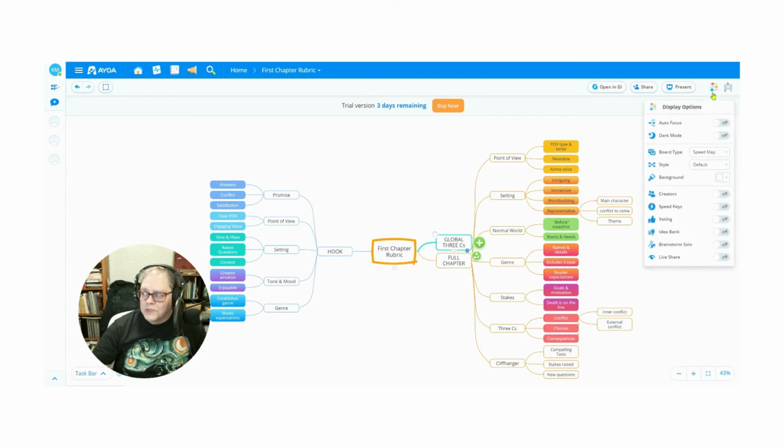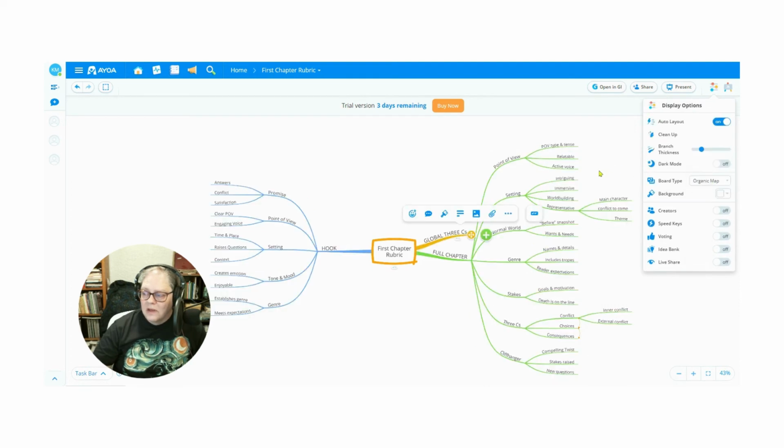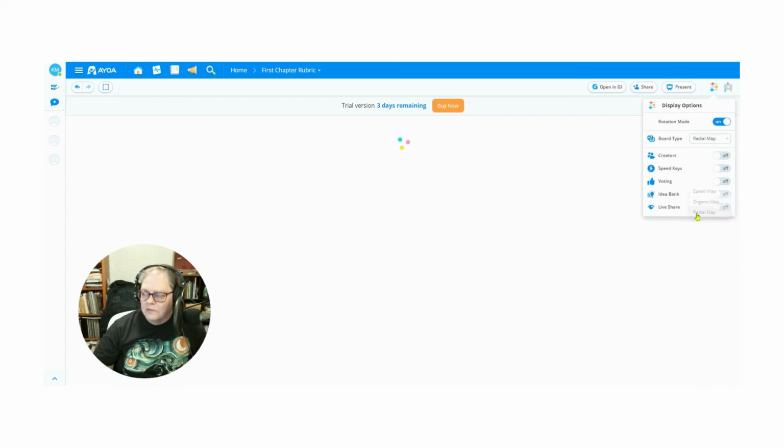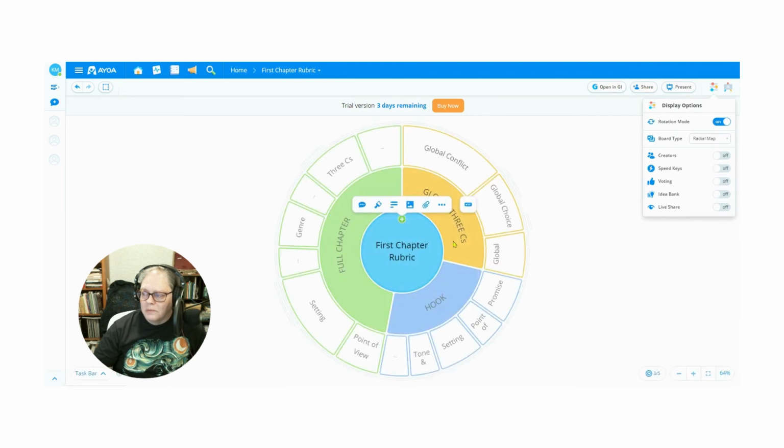Let's go to the organic view. That's kind of nice. It looks just like it says. To me, it looks like arteries or nerve diagrams or something like that. And then back to the radial view. Let's see if it fixed its little memory problem.